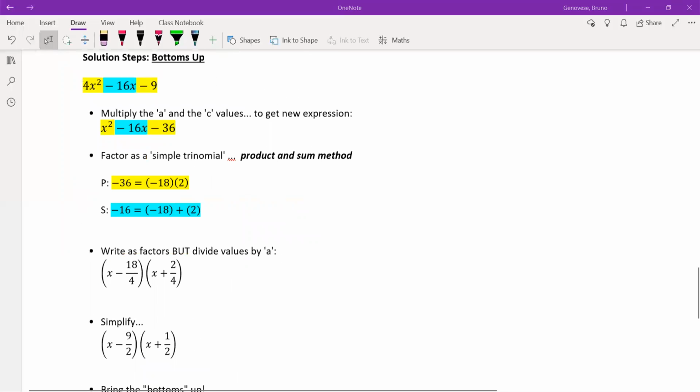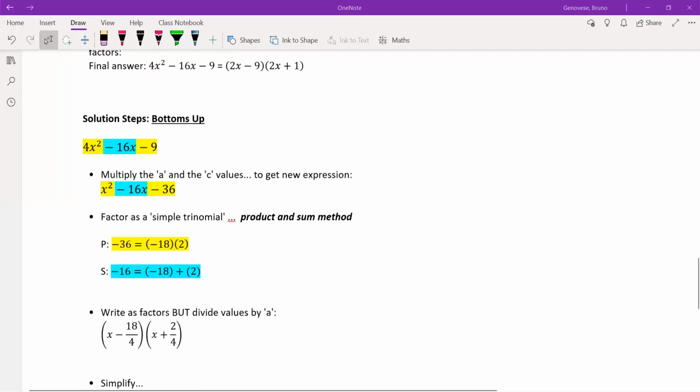And the last one is probably the strangest of all the techniques. And again, this is not for everybody, so if you don't want to use it, don't use it. Use whichever method you like. This one involves taking the a and the c values to get a new expression. So just to talk about what that means. You take the a coefficient multiplied by the c value. So the 4 times the negative 9 gives you the negative 36.